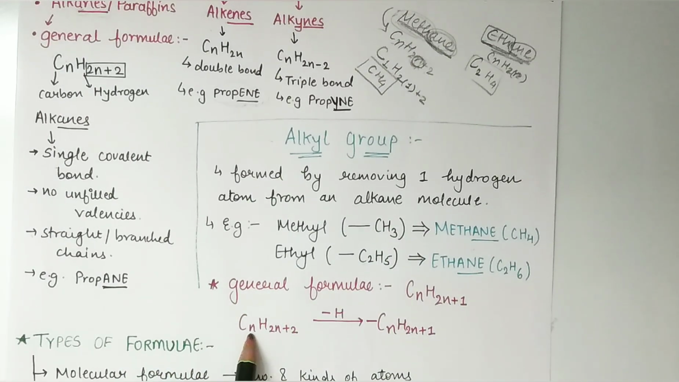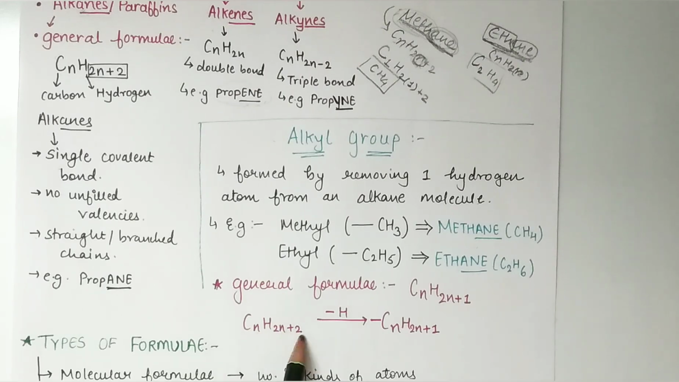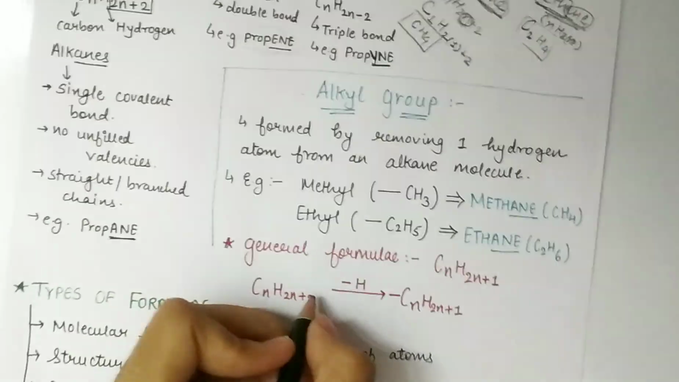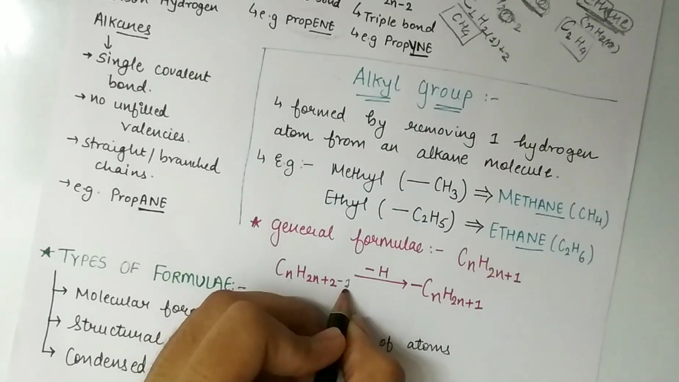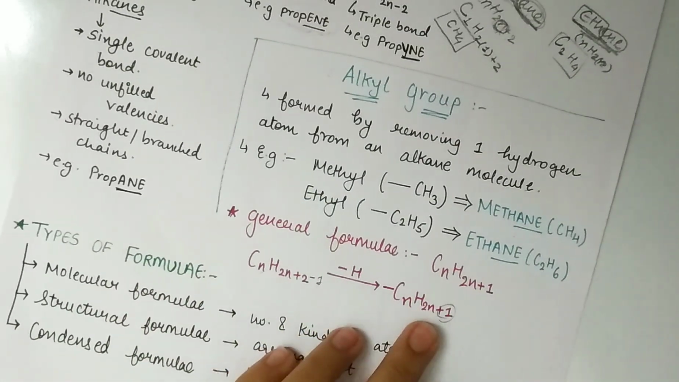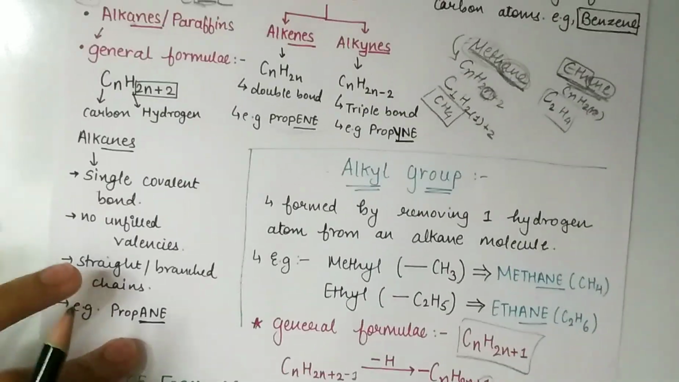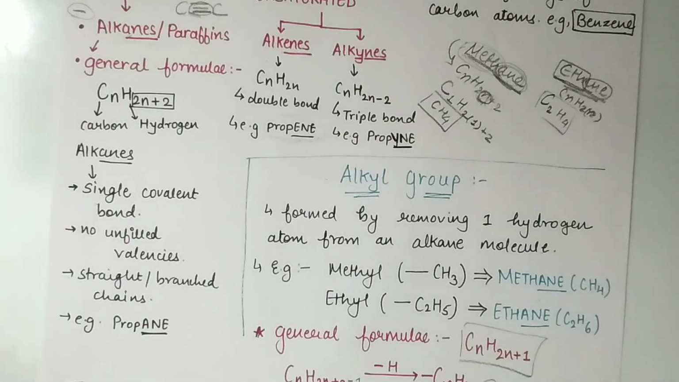The general formula of alkane is CnH2n+2. But as you have removed one hydrogen atom, you can see CnH2n+2-1. So plus 2 minus 1 equals 1. So CnH2n+1. So the general formula of the alkyl group is CnH2n+1. So make sure to remember the general formula of all the groups.